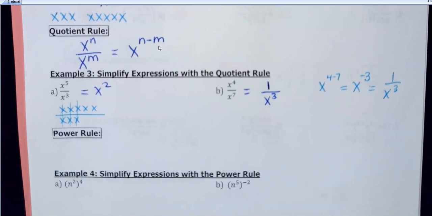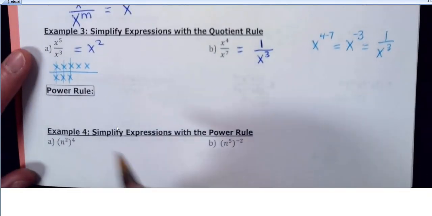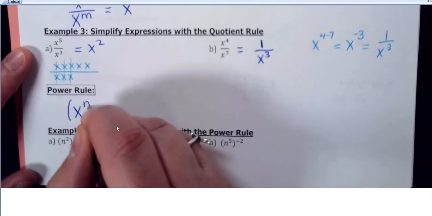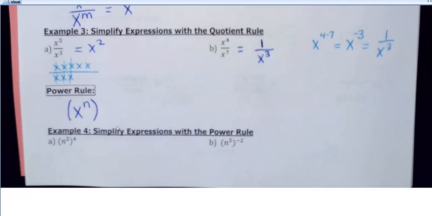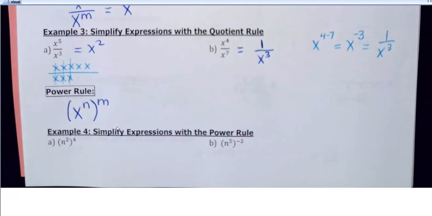All right. Power rule is the next one. Sorry, there's a bunch of different rules. We're almost done. There's just a couple more. All right, so the power rule, let's say I have x to the n, and then that's in parentheses. And then I have another power outside of the parentheses. So it's a power to a power.